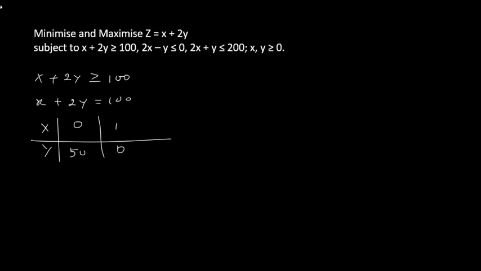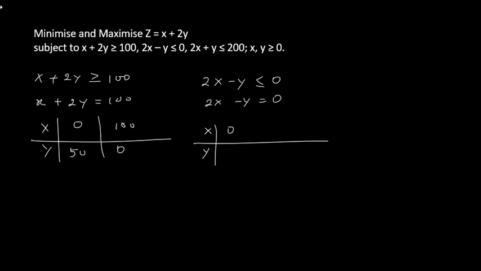The second inequation is 2x minus y is less than or equal to 0. So here its equation will be 2x minus y is 0. Here I will find xy. So when x is 0, I have y as 0, and when we take x as 50, then y will be 100.